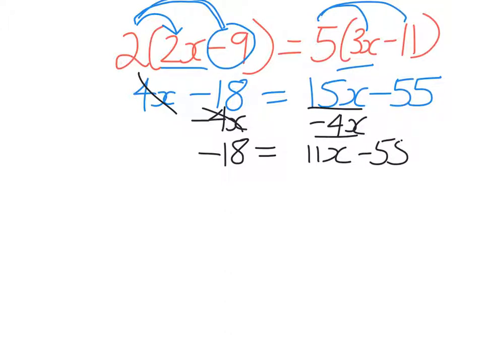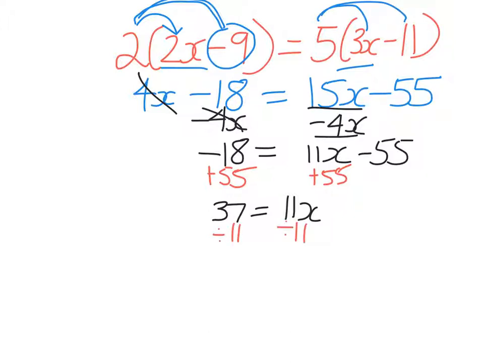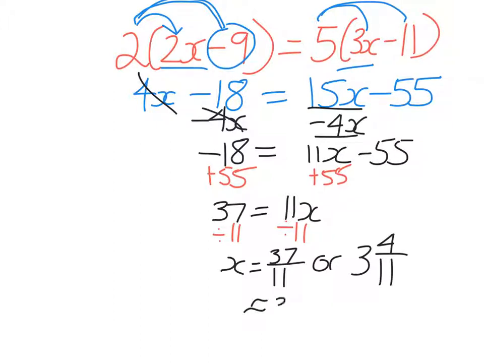Now we've got the x's on one side, so I want to get x by itself, so I'm going to add 55 to both sides. So then I get negative 18 plus 55 is 37 equals 11x. So to get x by itself, I need to divide by 11, because that undoes timesing by 11. So x equals 37 divided by 11. It's not a whole number. I can leave it like that. Or if you like, it's 3 and 4/11ths. Or if you like, you can round it, so it's approximately 3.36.